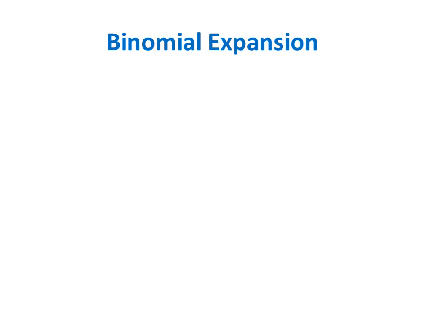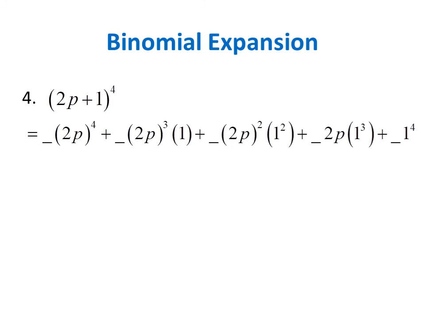For the last problem, we have the binomial 2p plus 1, that is raised to the exponent 4. How do we expand this binomial? First, let's write the expressions. So we have the first term of the given binomial, that's quantity 2p. We have to raise that to the given exponent 4, times the second term of the binomial, 1. We have to raise that to 0. So we have 1 to the 0, that is simply 1. So we only have the quantity 2p raised to the exponent 4 in the first term.